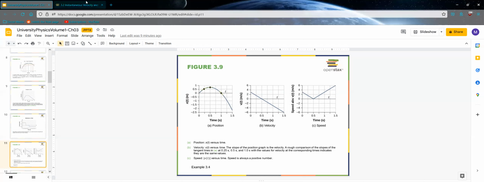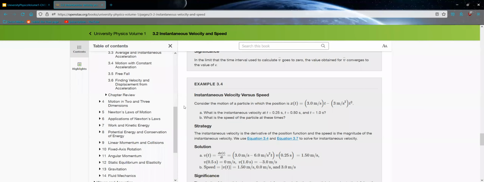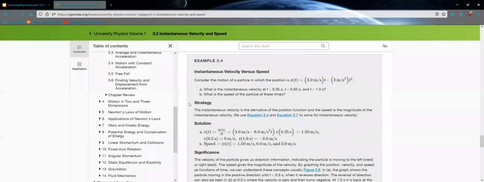So let's go to the textbook and do an example question. Example 3.4. Again, this is from the University Physics Volume 1 textbook on OpenStax. So you'll have access to this. Everyone does. It's a free textbook. Determine instantaneous velocity versus speed.